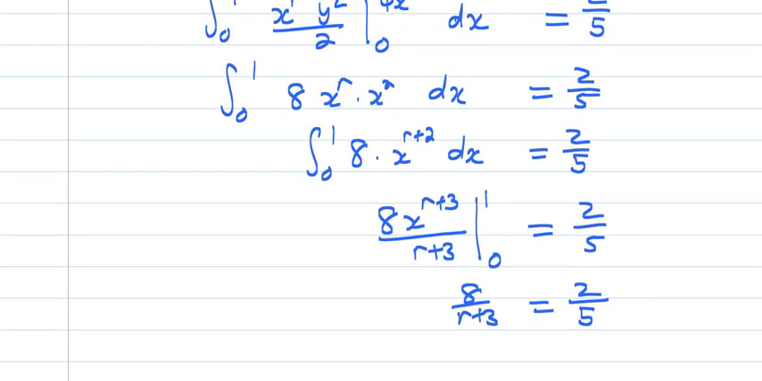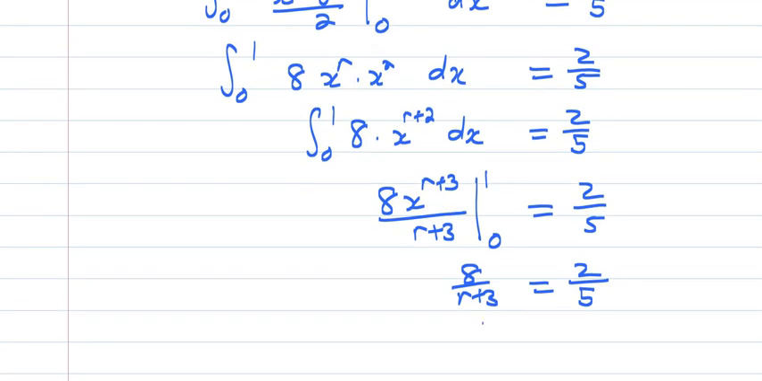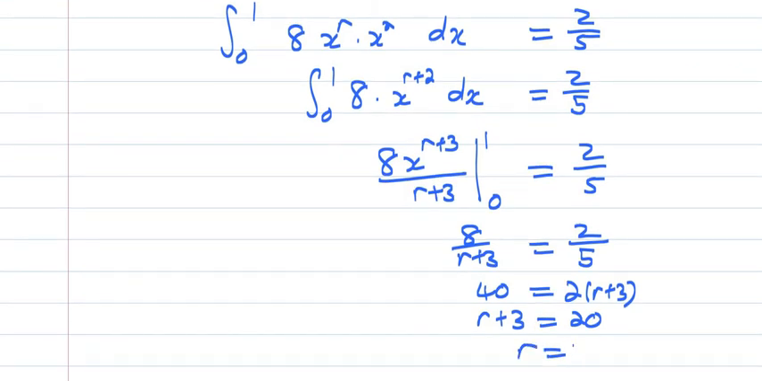Alrighty, and so now we solve. We get that 40, 8 times 5 is 40, is equal to 2 times r plus 3. So we see that r plus 3 must be 20, and the only way for that to happen is if r is 17. And that, ladies and gentlemen, is the end of question 3. Quite easy, right?